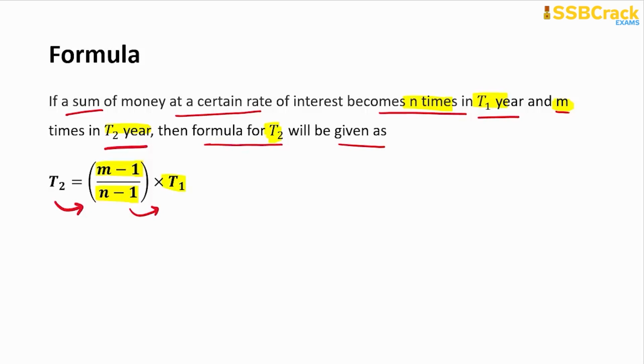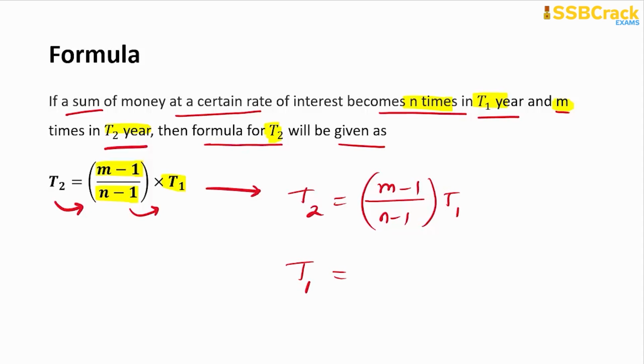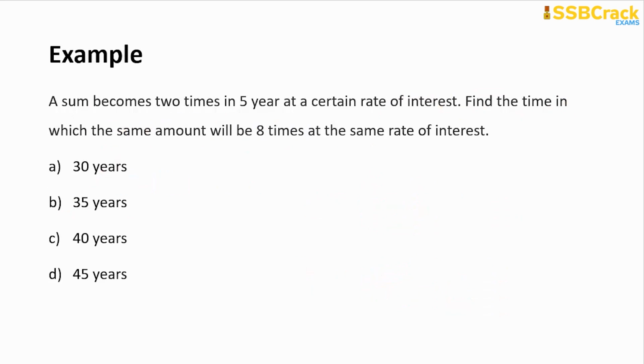Can you understand how the formula is defined? T2 is equal to (m minus 1) upon (n minus 1) times T1. If I ask you to find T1, how can you modify this formula? This can be written as (n minus 1) upon (m minus 1) multiplied by T2. So this formula allows you to calculate the time periods. Either you can calculate T2 provided T1 is in the question, or T1 provided T2 is in the question. So let's check an example for this particular formula.